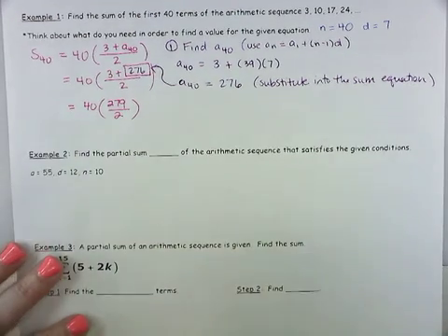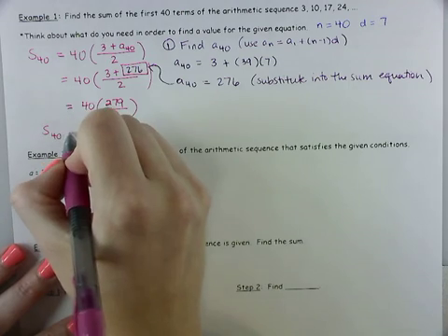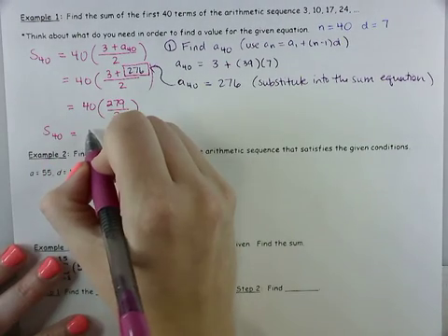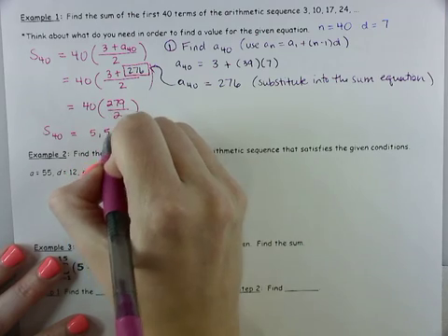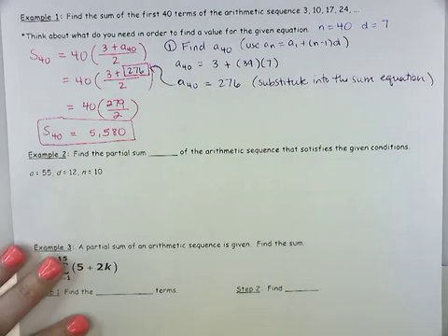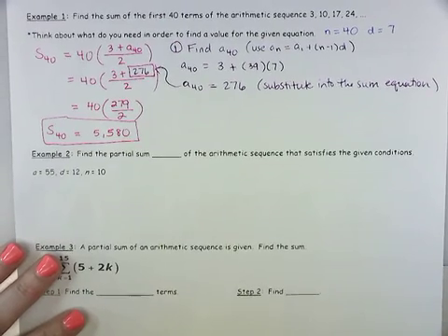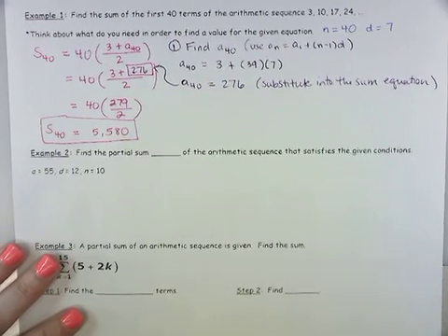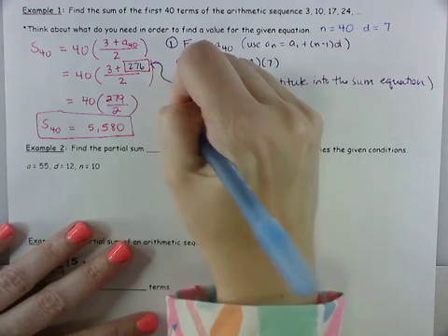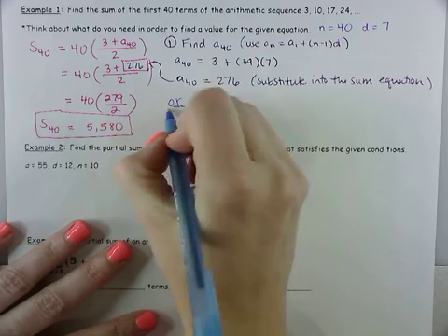Okay, and then for S sub 40, Hayden, did you already calculate that? Oh. Okay, what'd you get? 5,580. Thank you, Nitro. Okay, so S sub 40 is 5,580. Okay, and then the other method, or, okay, so, or you can use the second equation.